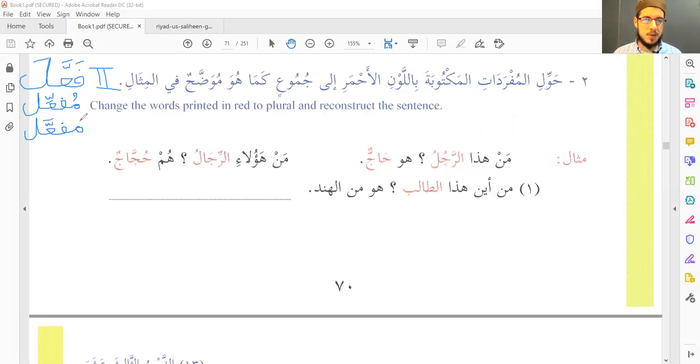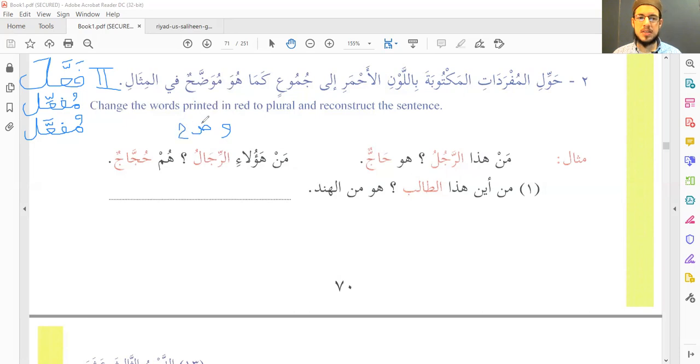مفاعل. So just this little difference between a كسرة and a فتحة is the difference between the subject and the object in the second form, in form two verbs. مفاعلون, مدرسون.